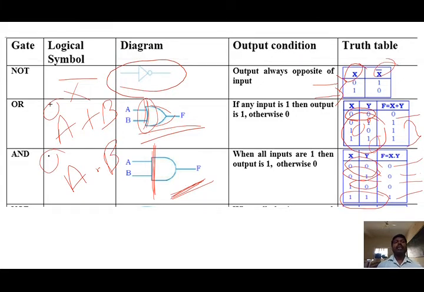Dear students, these 3 gates are called basic gates: NOT gate, OR gate, AND gate. So let me say the output condition for all basic gates. NOT gate output condition: the output is always opposite of input, or we can say the output is always the complement of input. Next, OR gate: if any input is 1, then the output is 1, otherwise 0. AND gate: when all inputs are 1, then the output is 1, otherwise 0.